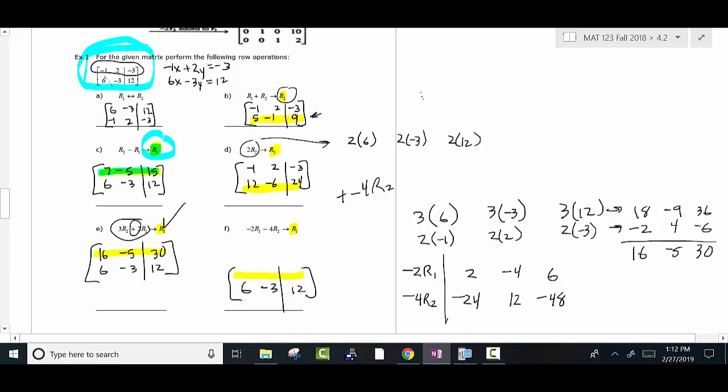So that's what I did: I multiplied everything in row 1 by -2, everything in row 2 by -4. Now I'm going to add them together. So that's going to be -22, 8, and -42. That's what gets plugged into this row. Okay? All right, and sometimes when you have to multiply rows and add them, it's hard to do in your head, so you've got to write things down, okay?